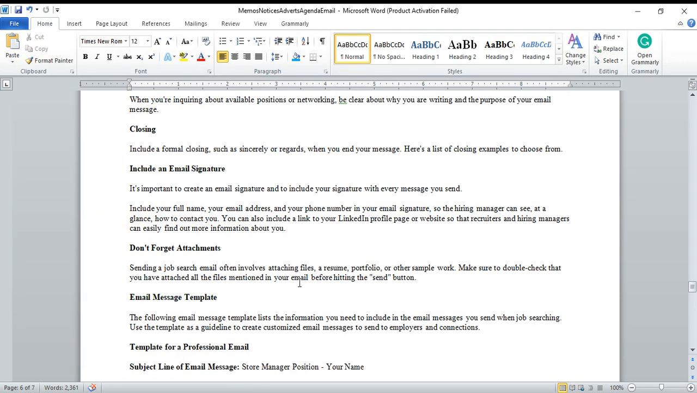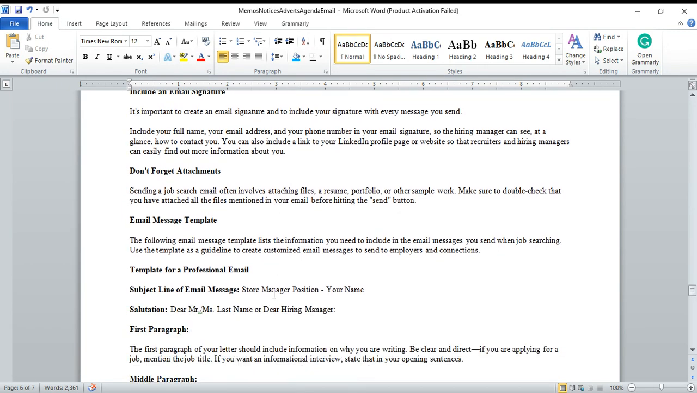Then don't forget attachments. Now, if your email needs an attachment, make sure that the attachments have been attached. Okay, if you're using Google, then you know that sometimes you attach and then it fails to pick the file. So make sure that it has the attachment.